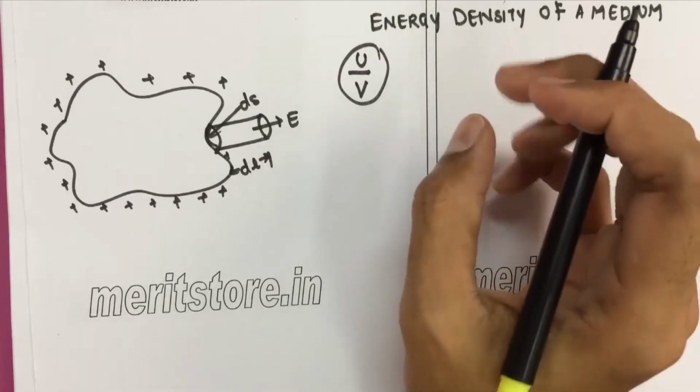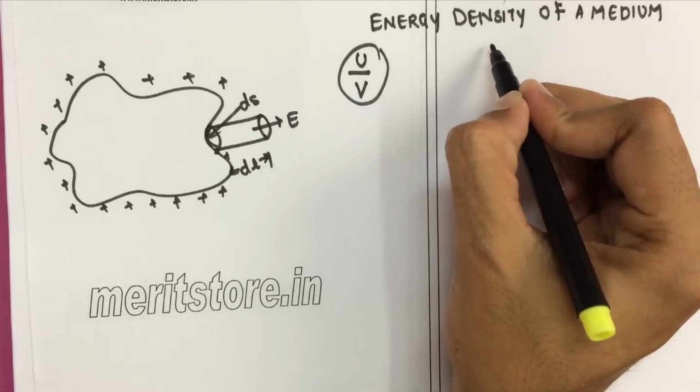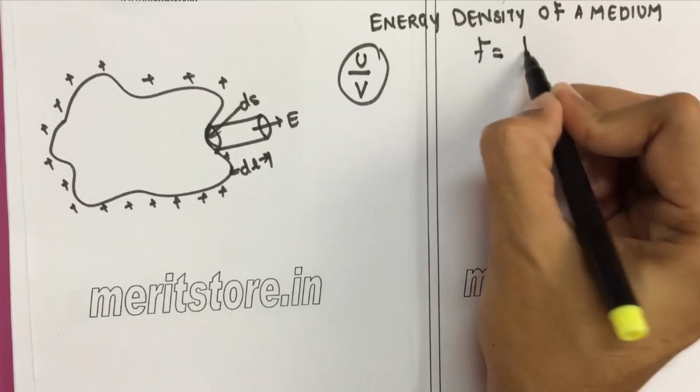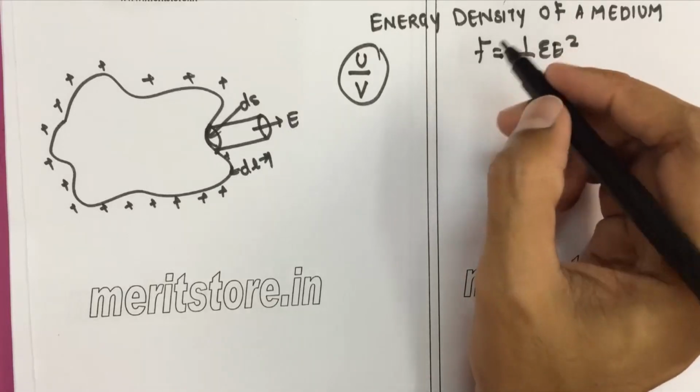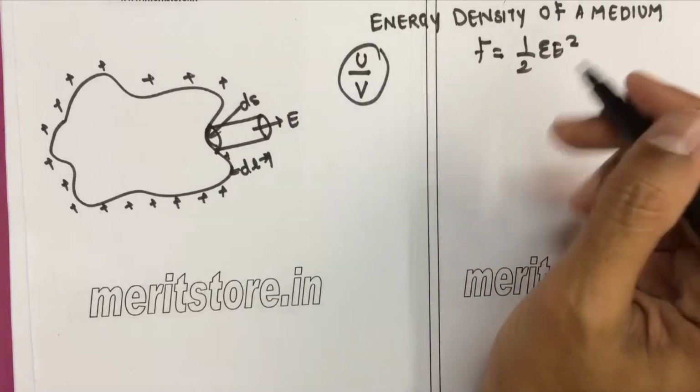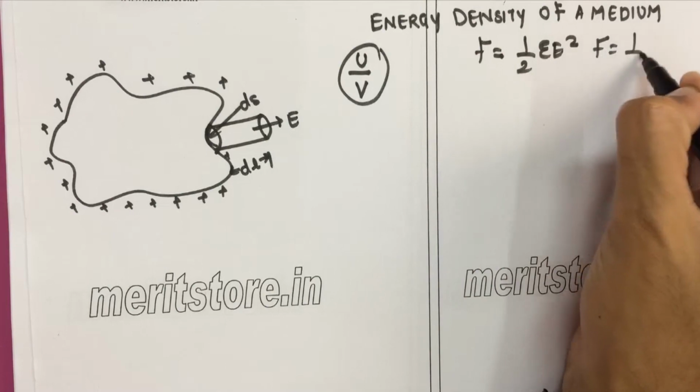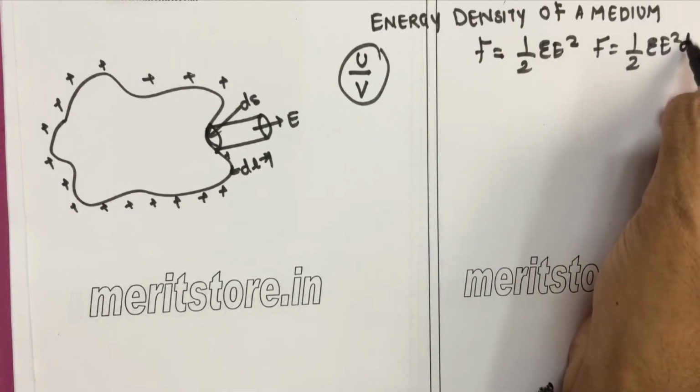So the mechanical force acting on a charged conductor is given by F equals half epsilon naught E square. Now if that force is to be acted on a particular area dS, then the equation becomes F equals half epsilon naught E square dS.